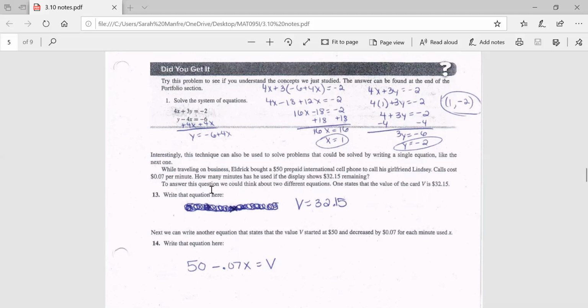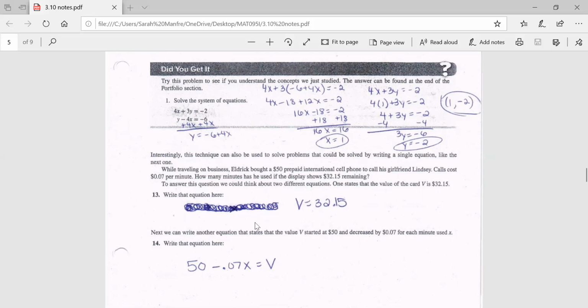So first thing, it says to answer this question, we could think about two different equations. One states that the value of the card is $32.15. Write that equation. Well, that's just the value is equal to $32.15. We know that it's not going to change. The value is always going to be $32.15. There's nothing changing, which is why there's no variable there.